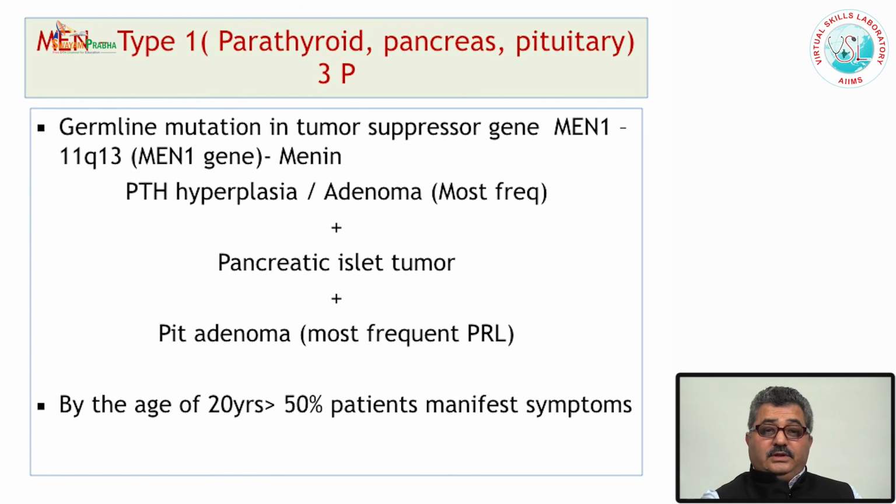The MEN1 gene is on chromosome 11q13. It encodes a protein, menin, and mutation can lead to hyperplasia or adenoma of the parathyroid glands, pancreatic islet cell tumors, and pituitary adenomas. By the age of 20 years, more than 50% of the patients manifest symptoms.